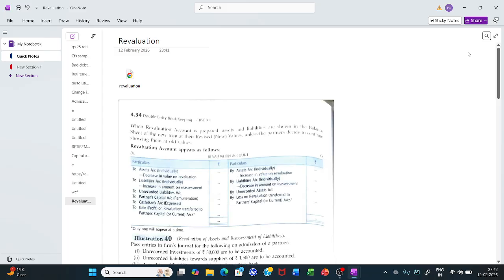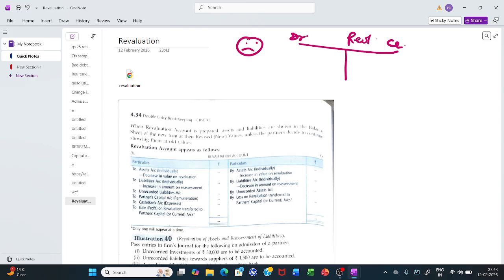So today's video is based on revaluation. Revaluation we all know, one generalized rule: when you prepare revaluation account, on debit side and credit side, what do we put? Debit side, as you know, we put all bad, and credit side we put all good things. Good things are unrecorded asset, increase in asset, decrease in liability, where bad are unrecorded liability, decrease in asset, and increase in liability. These are common things which we have.